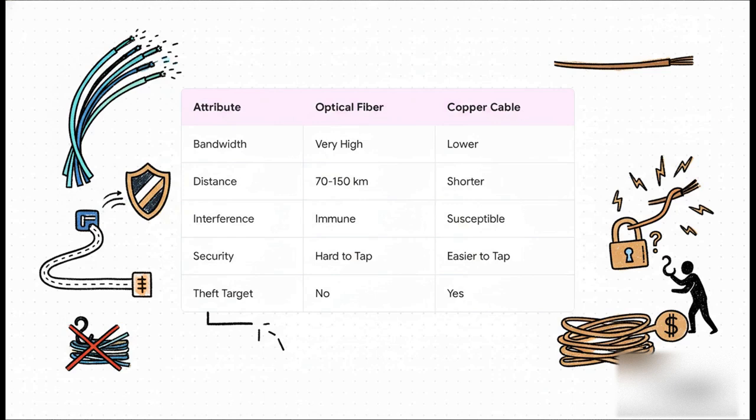And this table really just lays it all out. When you compare optical fiber to the old copper cables, it's no contest. Bandwidth? Way higher. Distance? It can go over 100 kilometers before you even need to boost the signal. It's immune to interference. It's way harder to tap into, so it's more secure. And here's a funny one. Nobody wants to steal it because it has no scrap value. Can't say that for copper.